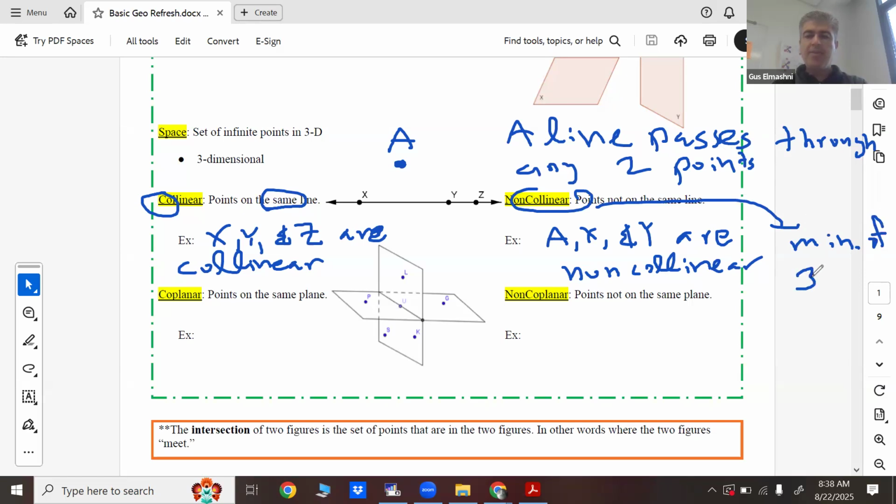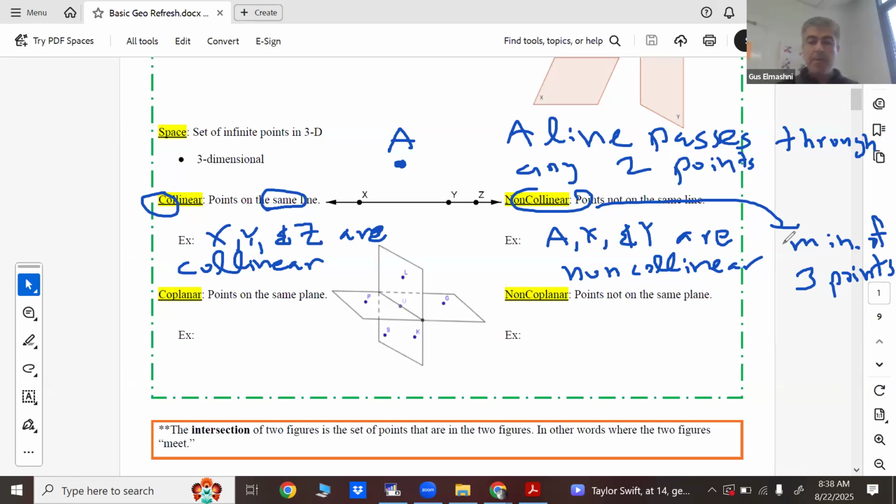Like you can't say, can you say X and Y are non-collinear? No. Any 2 points, you can make a line. XA are collinear, right? But to say something's not collinear, you have to have at least 3 points to make that statement. So XYZ, of course, happen to be collinear, but AXY is not. But any 2 points, you can make a line. Does that make sense? Okay, cool.